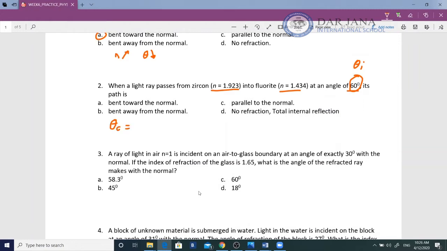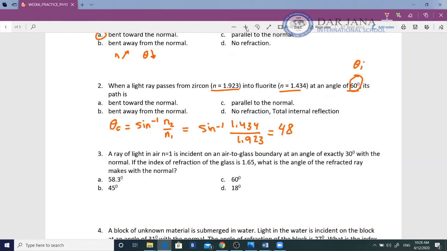So theta critical is equal to sine inverse of N2 over N1, which is sine inverse of N2, 1.434, over 1.923. Make sure your calculator is on degrees. So the critical angle is about 48 degrees.